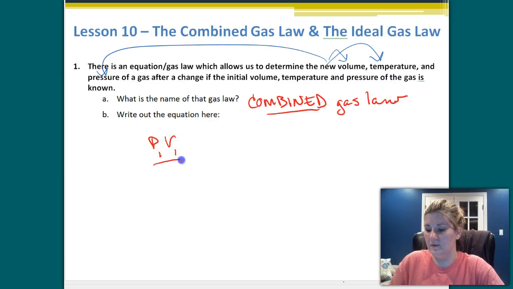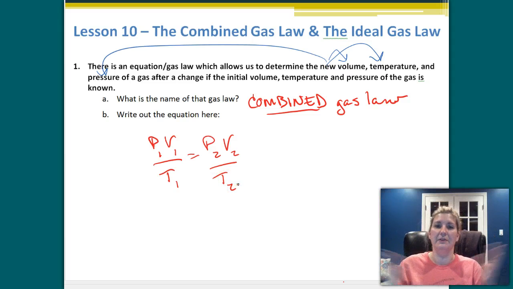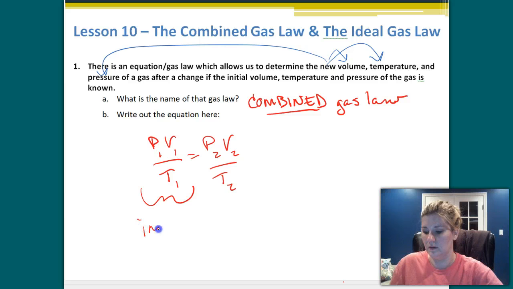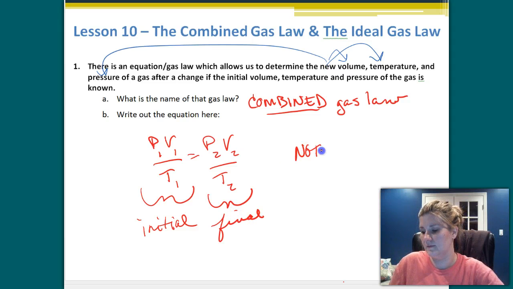P1 V1 over T1. So that's a combination of Boyle's law on the top, Charles' law in the volume and temperature, and Gay-Lussac's law on the pressure and temperature, equals P2 V2 over T2. Combined melds together Boyle's, Charles', and Gay-Lussac's. It allows us to have initial conditions and final conditions of every single variable. Nothing is held constant.